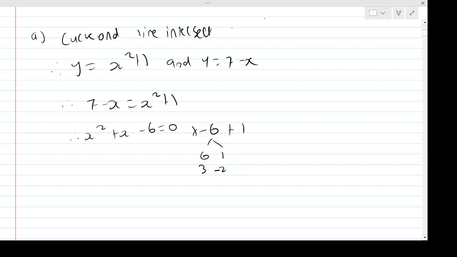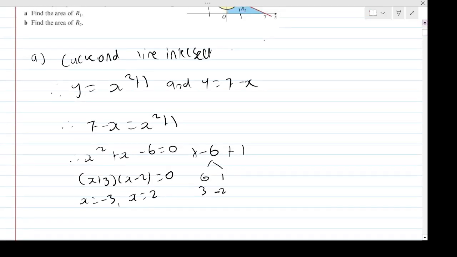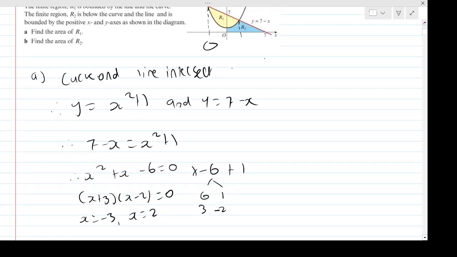So my factors are x plus 3 and x minus 2, set to 0. So x is minus 3, or x is 2. Okay, so again, that's my two x values. So hopefully it makes sense then that if I go up, this point is going to be -3 because it's on the negative x-axis, and this will be +2. Those correspond to the two intersection points.